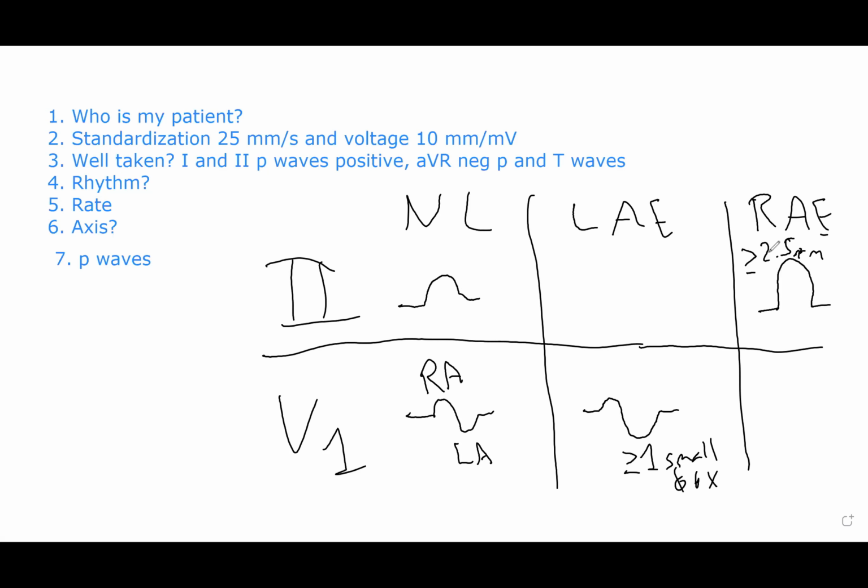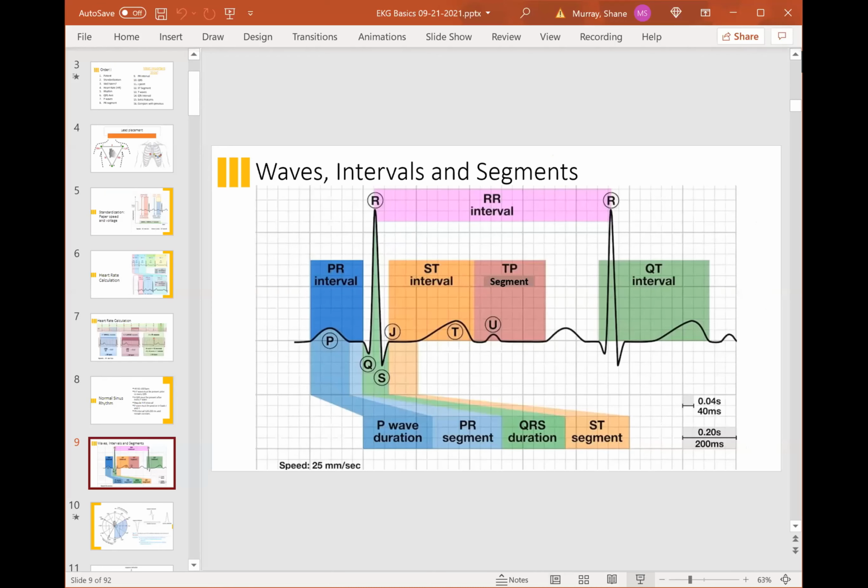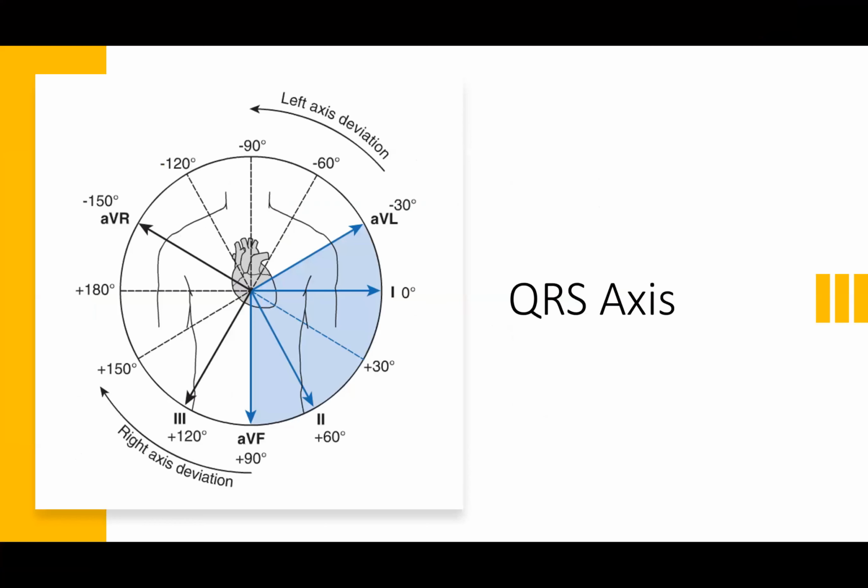So remember how the P wave looks in sinus rhythm and how it will look when it's enlarged. Now we're going to go back to this, let me see. So I'll talk about the axis for a little bit.